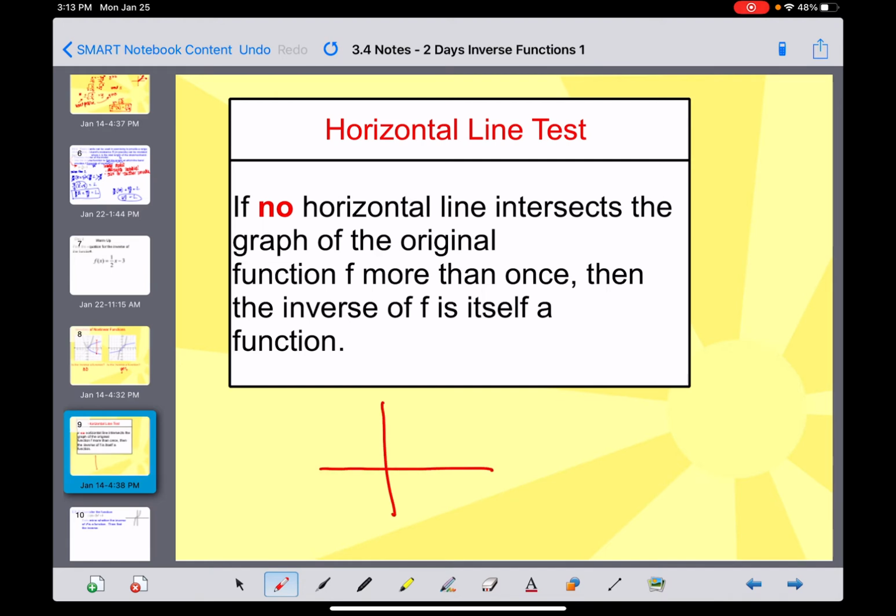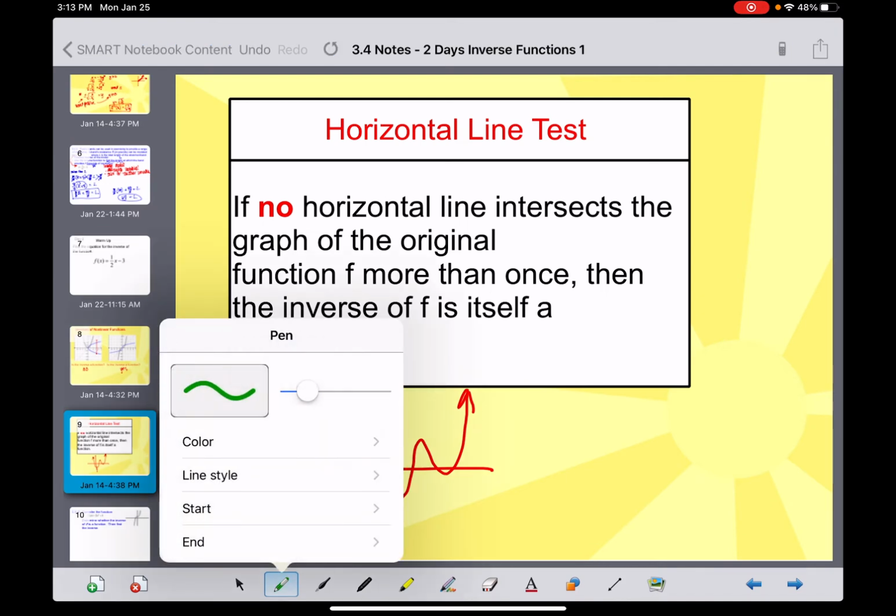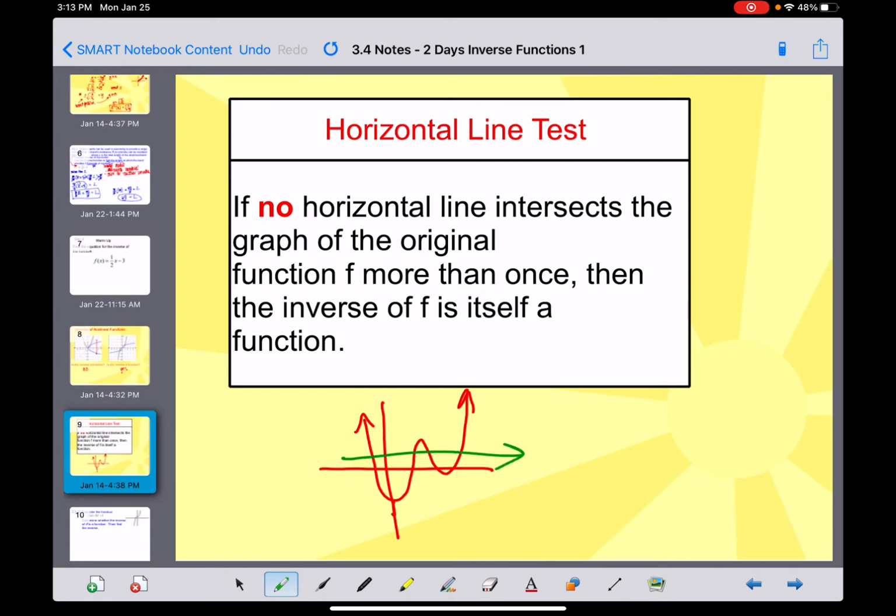So if we think about this function here, okay, that's a function. However, if I try to draw a horizontal line, what that is telling me is that the inverse is not a function. Okay, so if it doesn't pass the horizontal line test, the inverse is not a function.